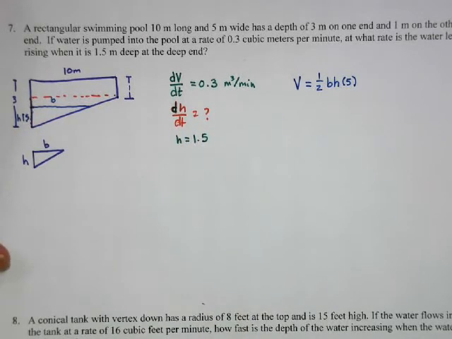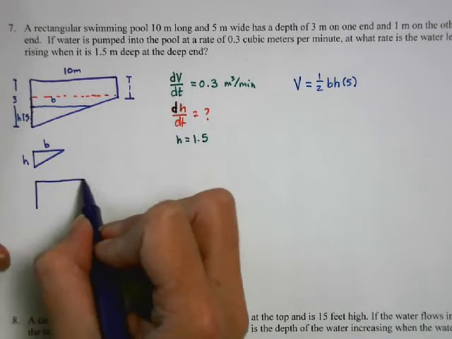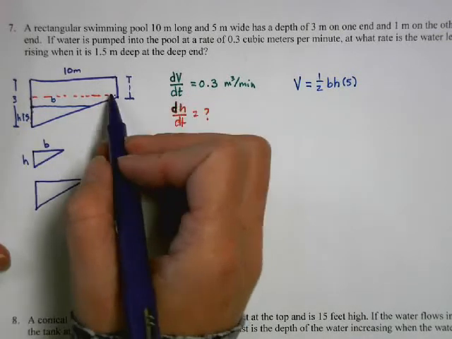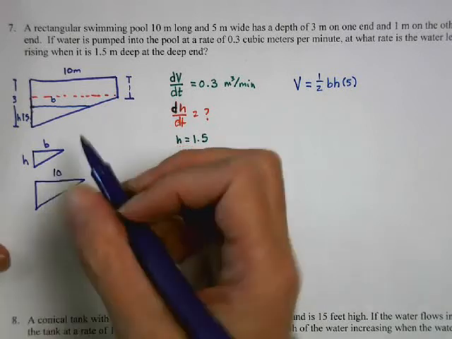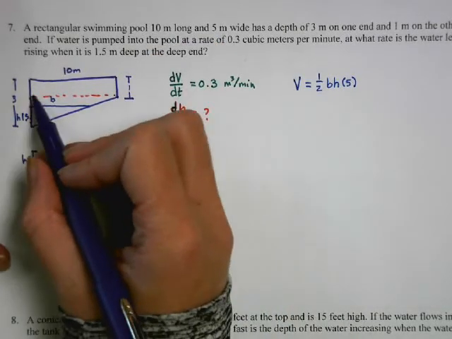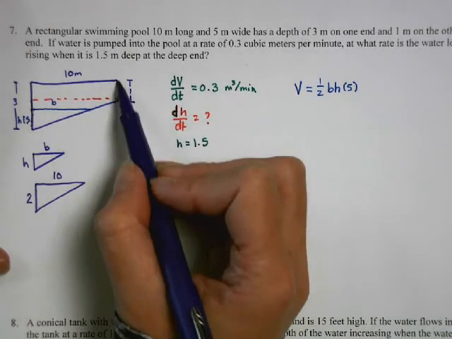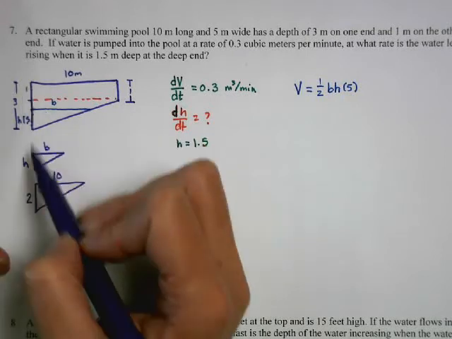So let's look at the dimensions. This top dimension here is going to be 10. This dimension, since it goes right up to this edge, this is 10. This is going to be 2 because this is 1, so we take 1 off here. So this triangle is 2 to 10.